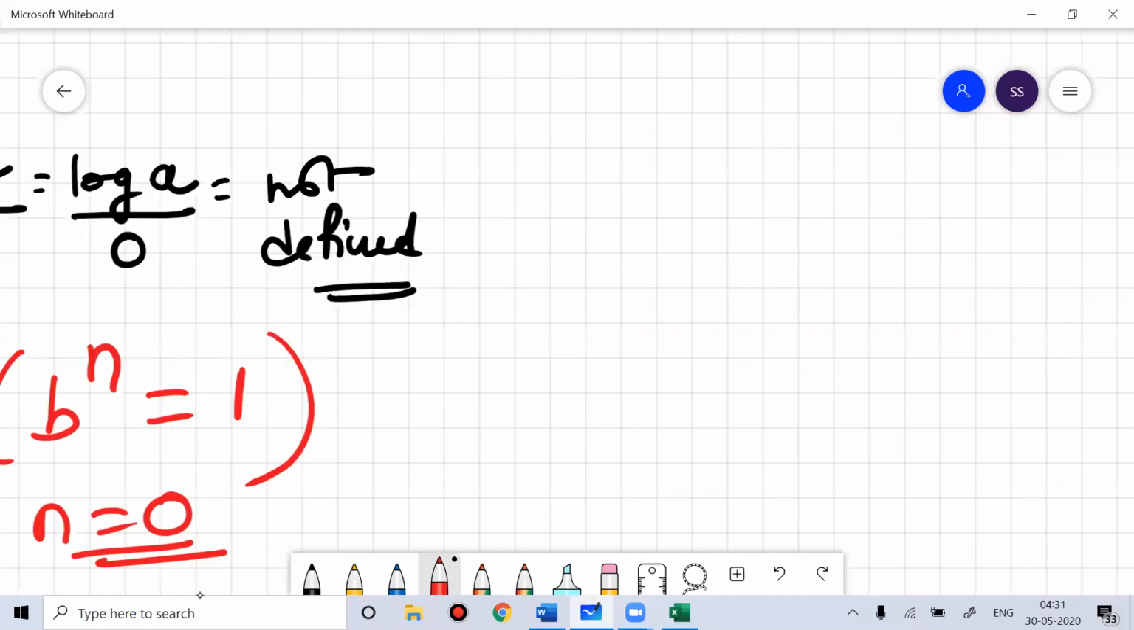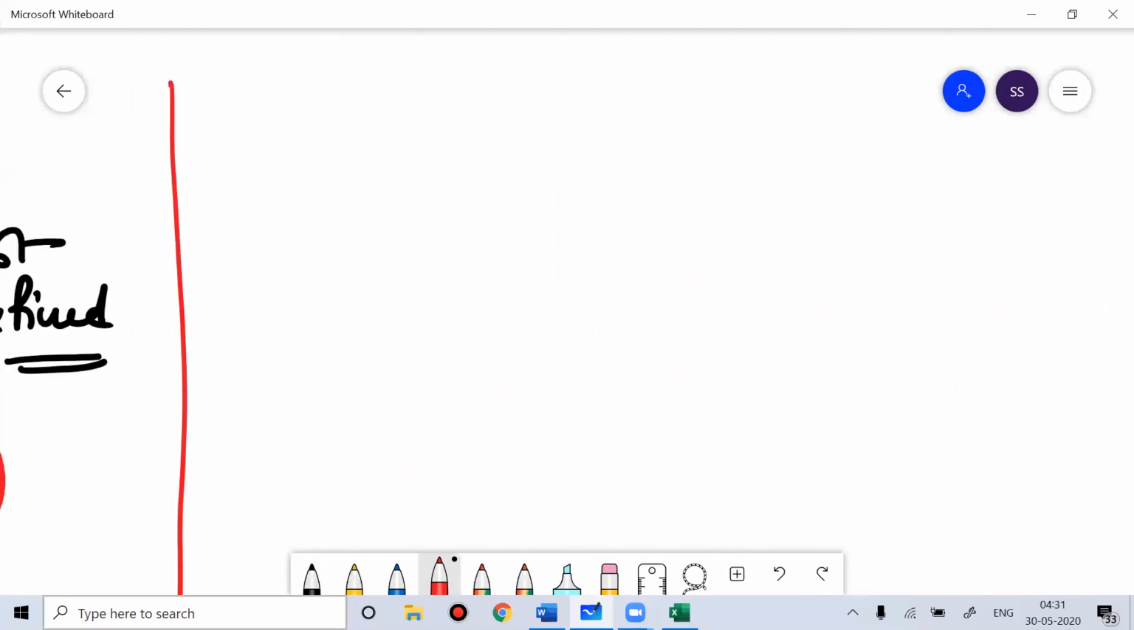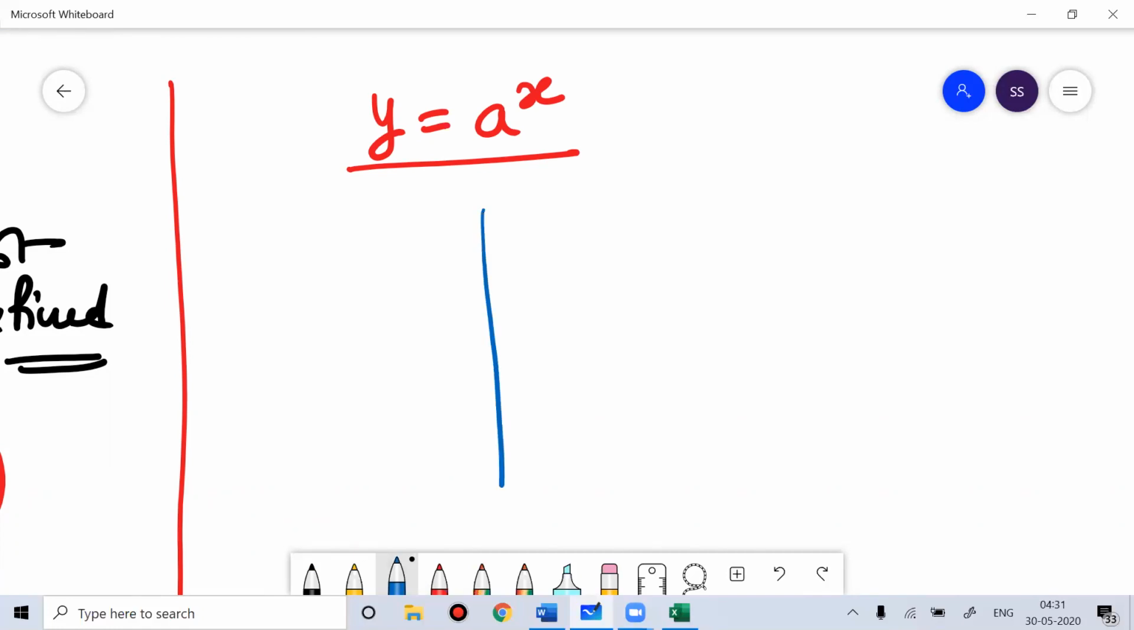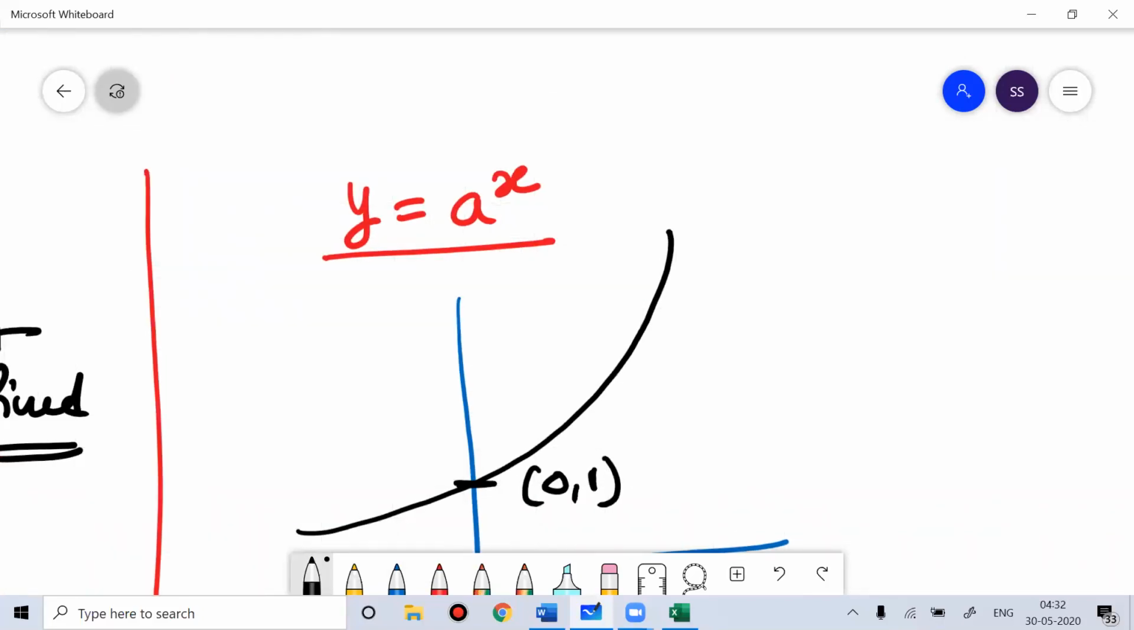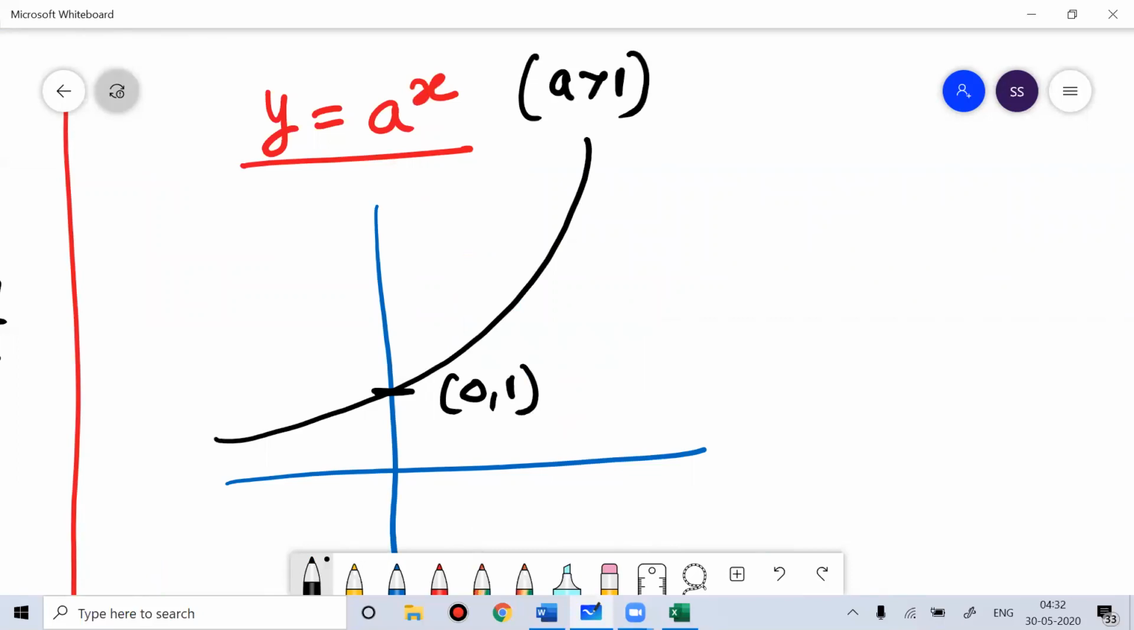If you have this much knowledge, I hope that is more or less convenient. Now if I plot the graph of y equal to a to the power x, your graph is something like this. If you put the value of x as 0, then y would be 1. So x is 0, y is 1. Here the condition is that a should be greater than 1. If a is greater than 1, your graph would be like this.